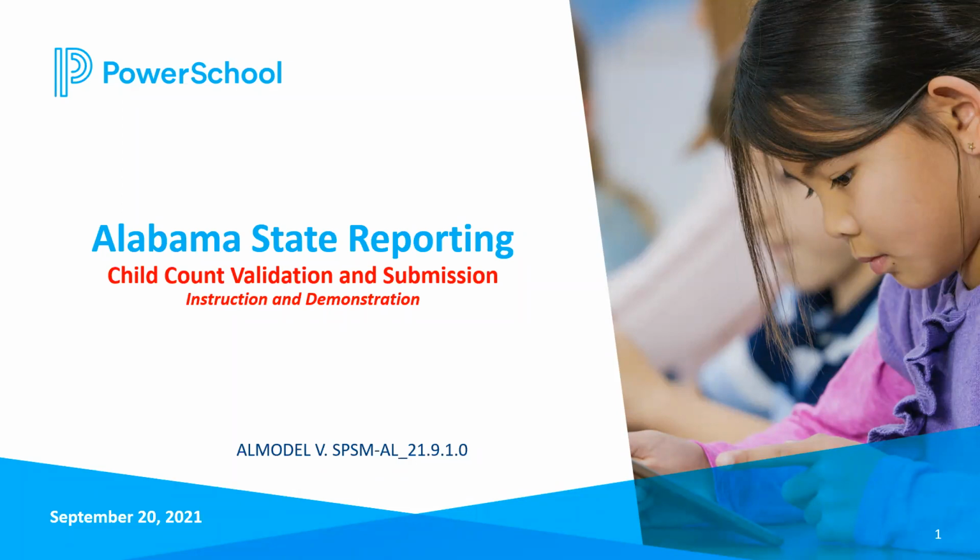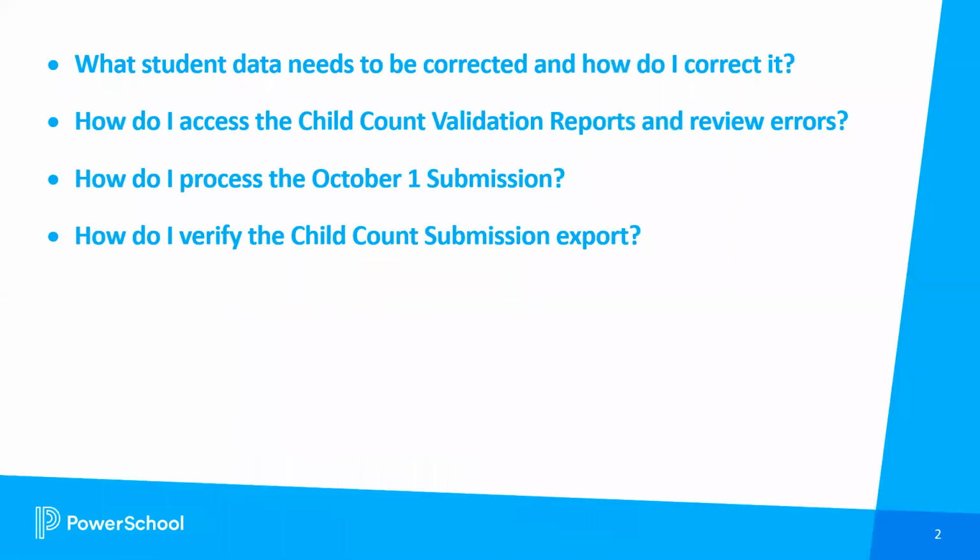Today we're going to talk about instruction and having some demonstration on looking at your student data that needs to be corrected. We're going to talk about what data that is, how do you correct it. It's a similar process to what you had in the past when you worked at SETS. We're going to look at the child count validation reports, view the validation report error logs, and talk about other processes that you'll go through to make sure that that data is ready for the October 1st snapshot and submission approval.